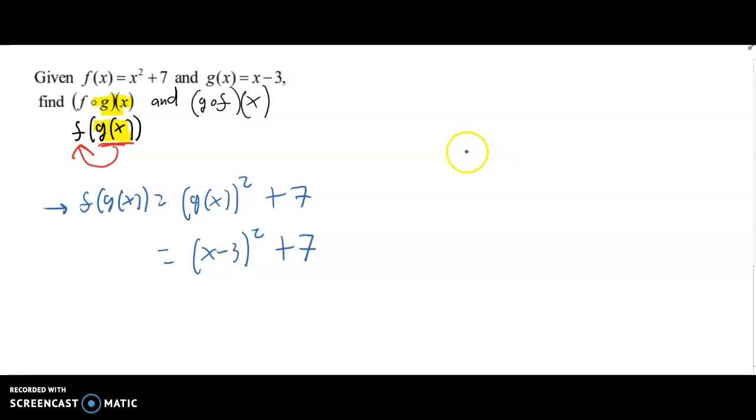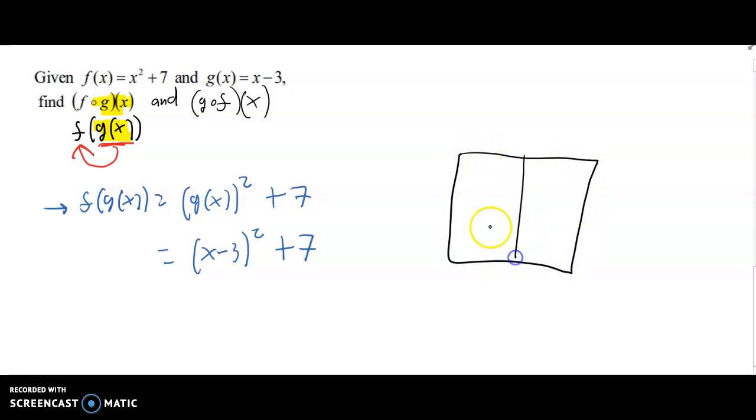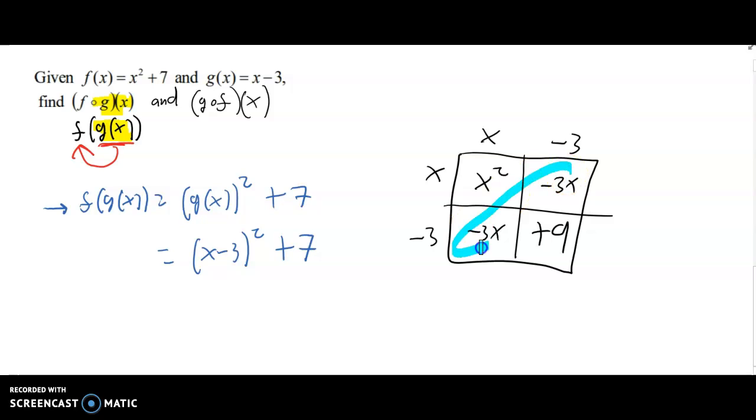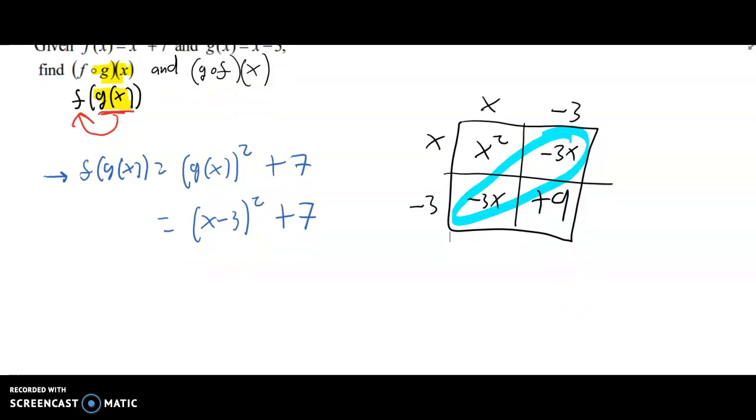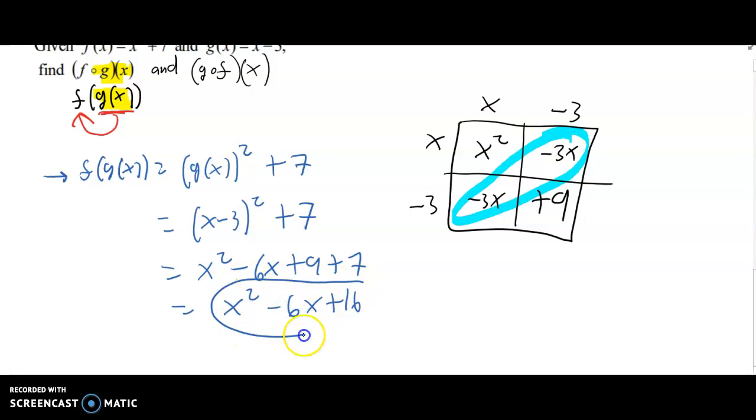I'm going to do this in a box. We have x minus 3 times x minus 3. So x squared minus 3x minus 3x plus 9. Reminder that these will combine to be negative 6x. So we have x squared minus 6x plus 9 plus 7. X squared minus 6x plus 16 is our final answer there.